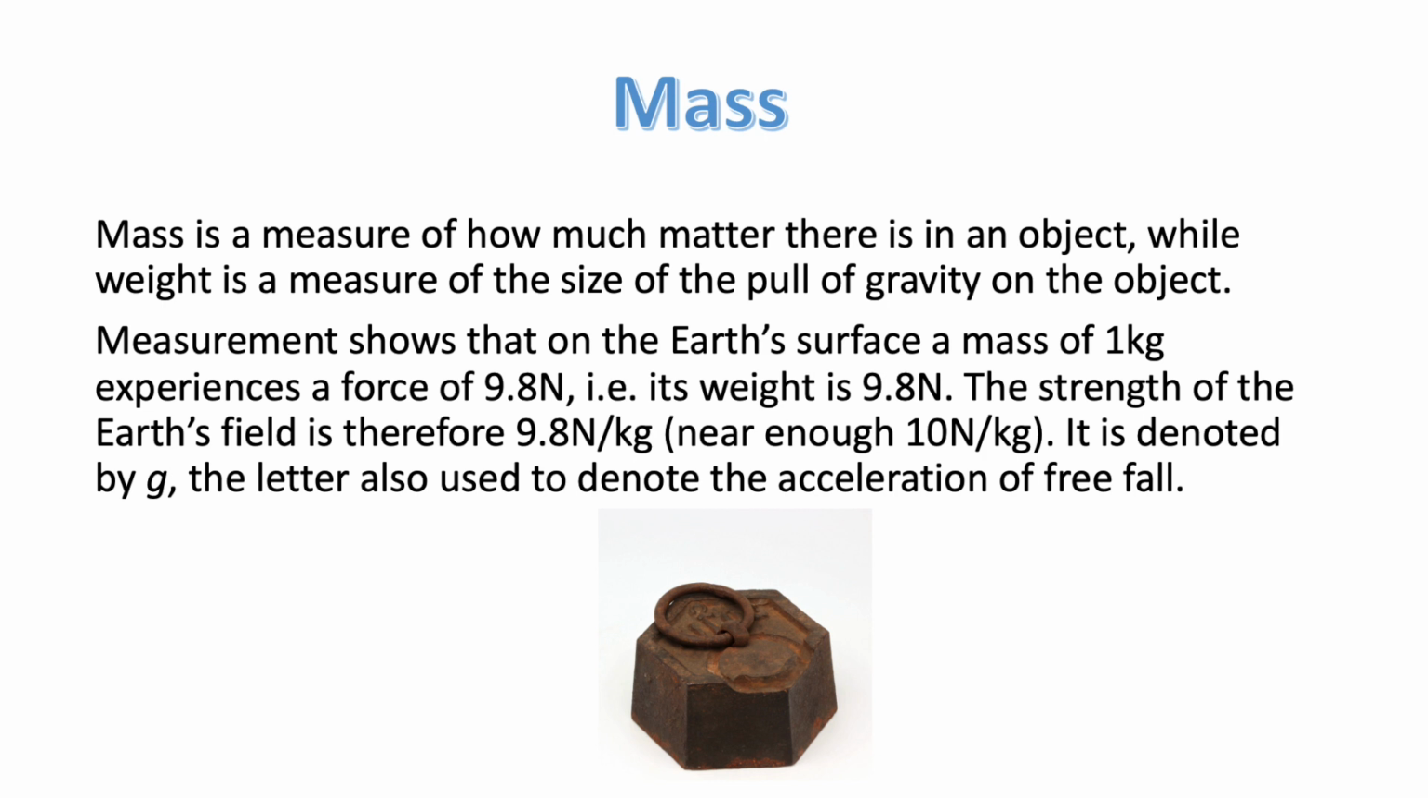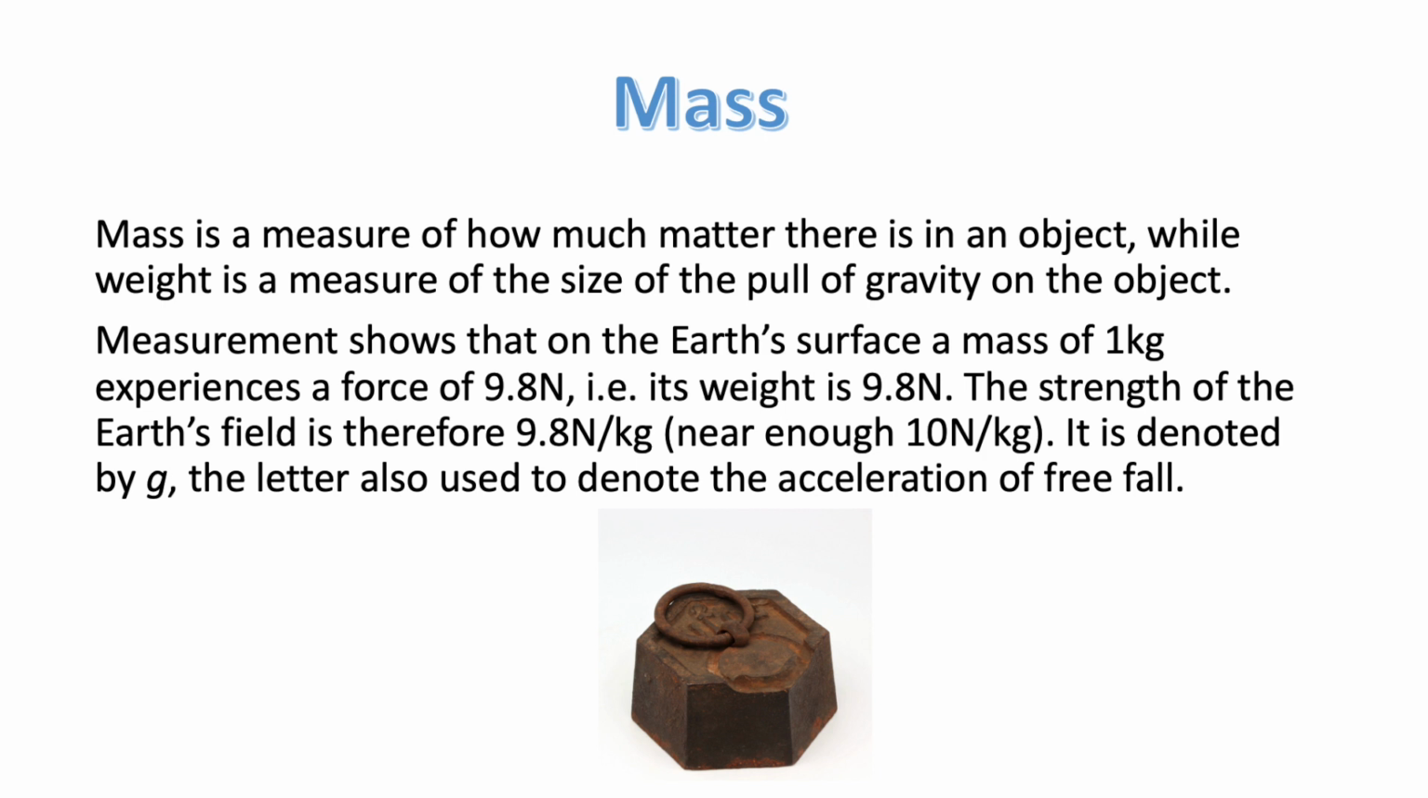If we release a mass from a height, it will freely fall to the ground. The velocity of an object increases during free fall. This rate of increase in velocity is called acceleration due to gravity. The product of mass and acceleration due to gravity is called weight. Measurement shows that on the Earth's surface, a mass of 1 kilogram experiences a force of 9.8 Newton. That is, its weight is 9.8 Newton.